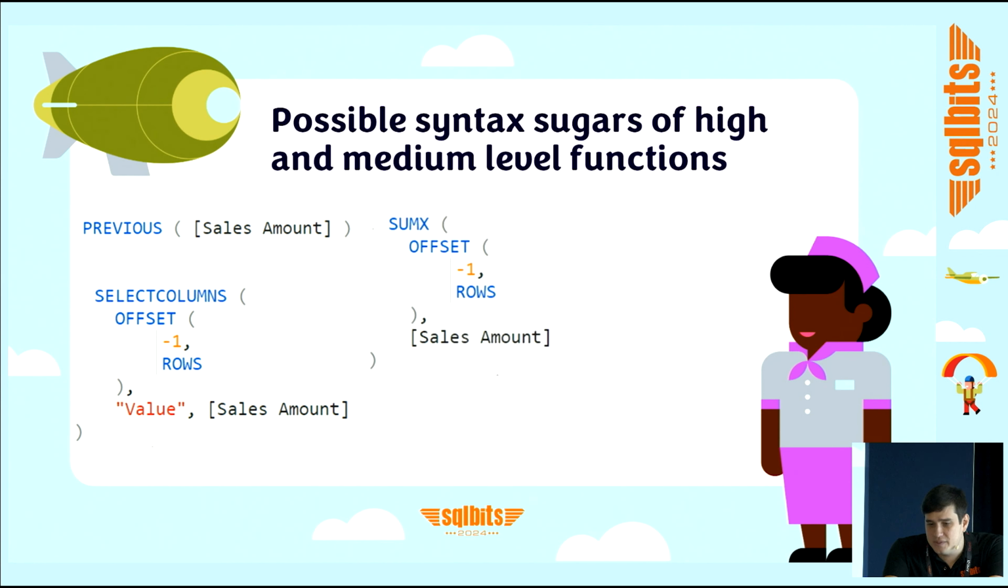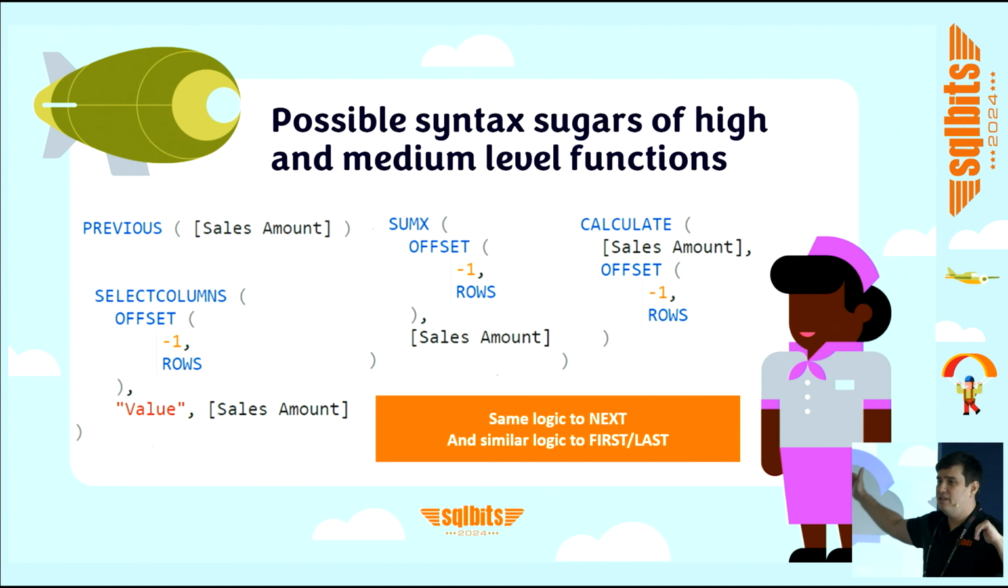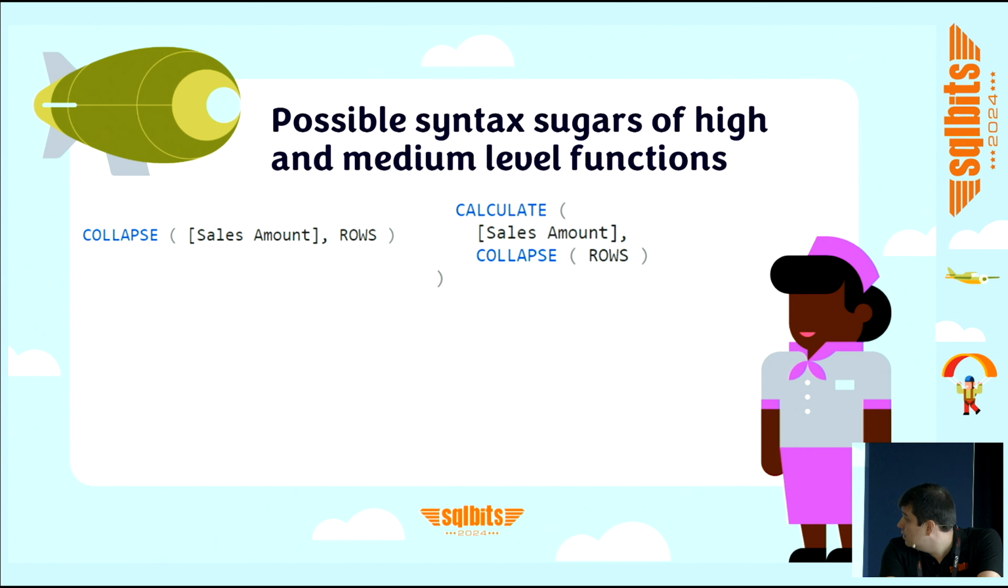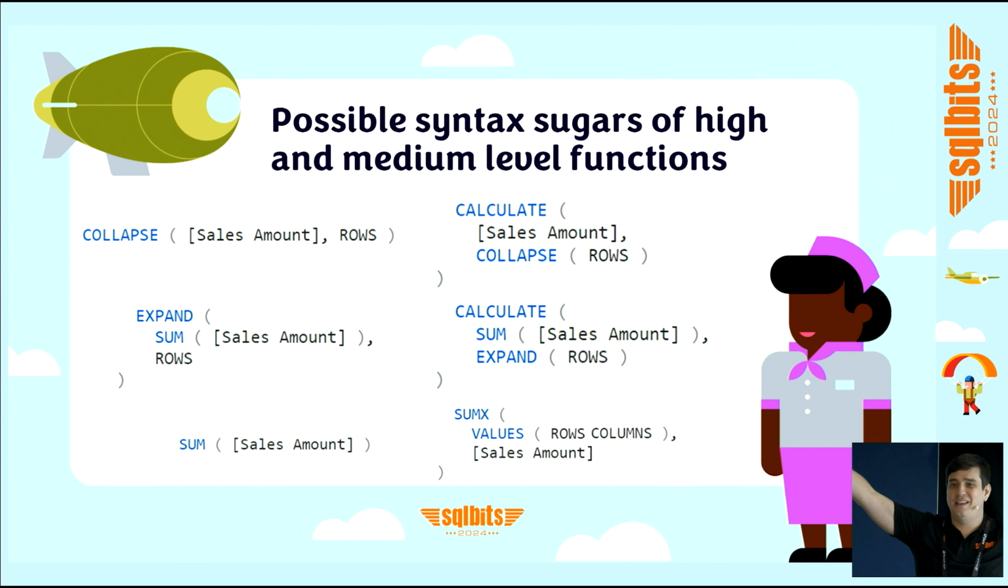Previous, the same, offset, and the same logic you can use with first, last. Instead of using offset, you can use index. Okay? And then there is collapse. Calculate version, expand, calculate version. Internally, they're equivalent. And the sum internally is something like sum x values of rows columns. Why values? Because rows columns, I have every combination for the current level. Values, I restrict the scope for that specific cell.